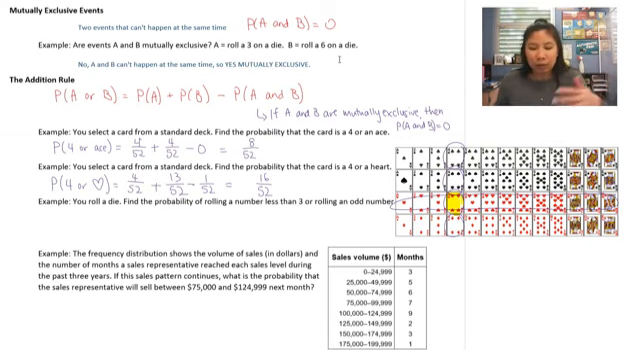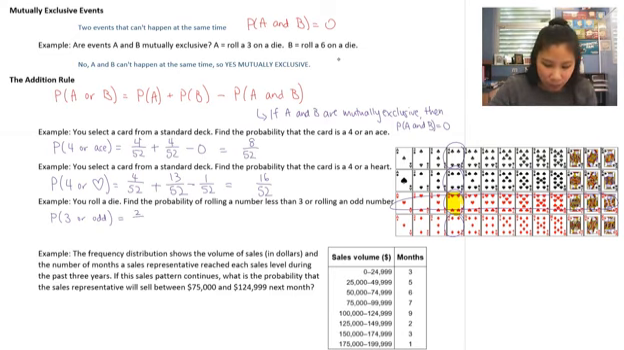The other event that I'm looking for is rolling an odd number. So first, rolling a number less than 3 or an odd number, can they happen at the same time? The answer would be yes, because if I rolled a 1, that would be less than 3 and it's also odd. So this is not mutually exclusive. So I would have to take the probability of rolling a number less than 3, which is 2 out of 6, because you can get a 1 or a 2.